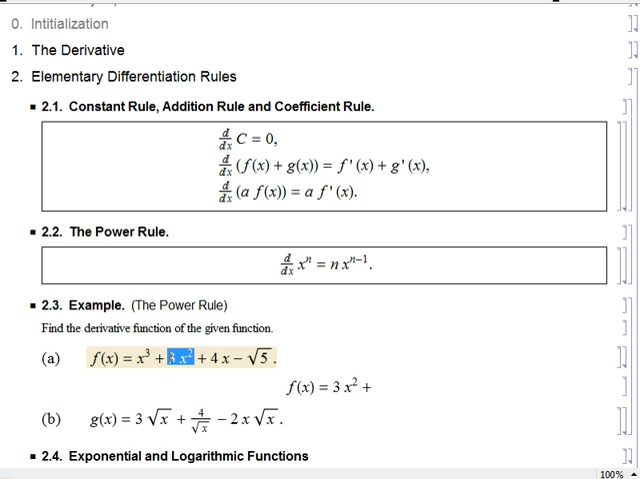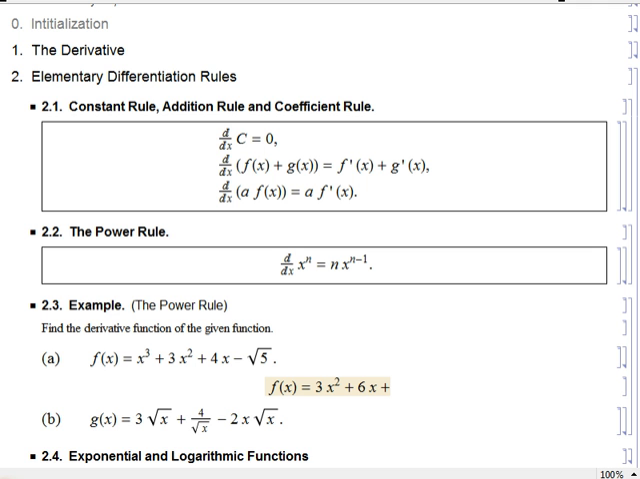What's the derivative of this part? If this 3 hadn't been there, the derivative of x squared would follow this power rule. So we'll have just 2x to the first power, or simplifying, just 2x. However, there was a 3 right here, so you have to multiply by 3 afterwards. So this is 3 times 2. In the end, you're going to get 6x.